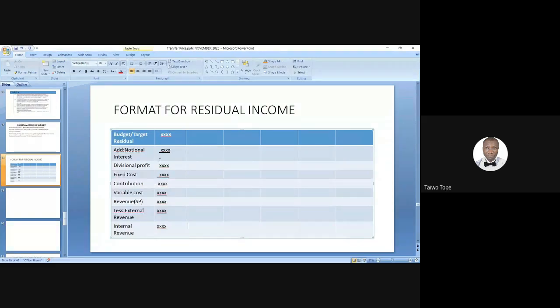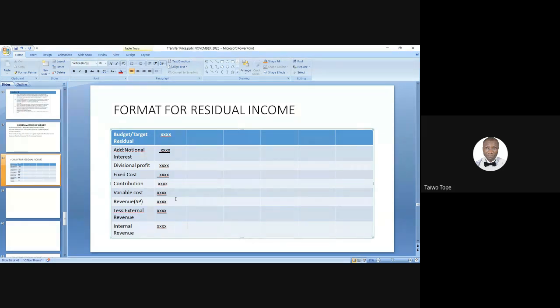This is a format that we have to follow to be able to solve any question that involves target residual income. As I've said, once we solve this question, I forwarded another question involving two divisions again. I think it's in May 2024, something like that. So I'll search for it immediately after this so that you can attempt. And I think I have another question on opportunity cost. So the question will be solved this evening.